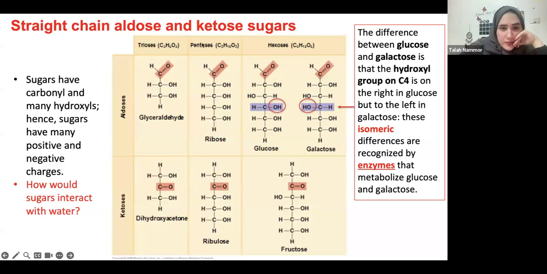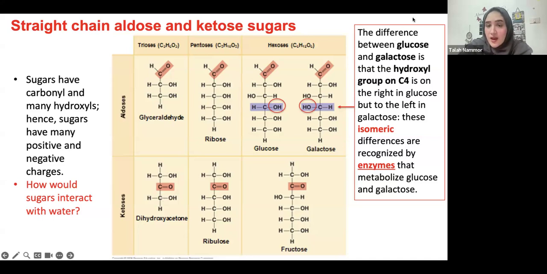Now we have straight-chain aldose and ketose sugars. We said we have aldose and ketose. Let's look here. Do you see the carbonyl group? What is the carbonyl group? As we said, the carbon double bonded with the O. If you look here, it's always connected to an H, so we have C double bond O, H. While here, the C double bond O is connected to other Cs. It's not connected to an H. This is how we differentiate between aldose and ketose.